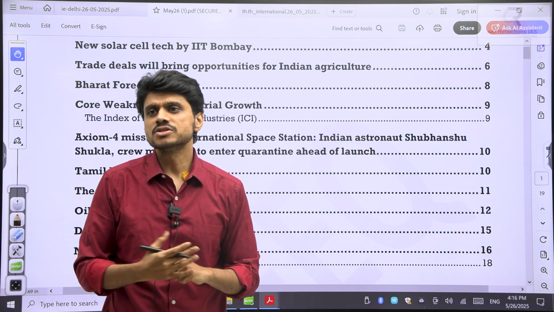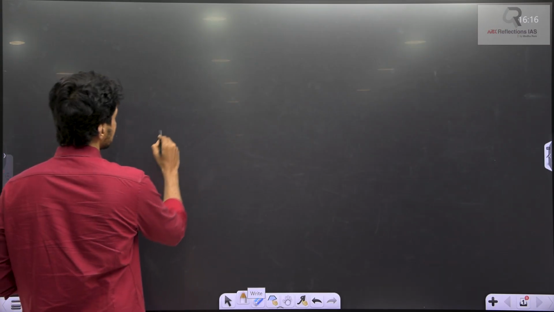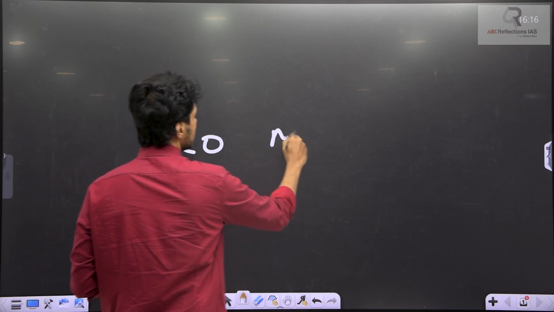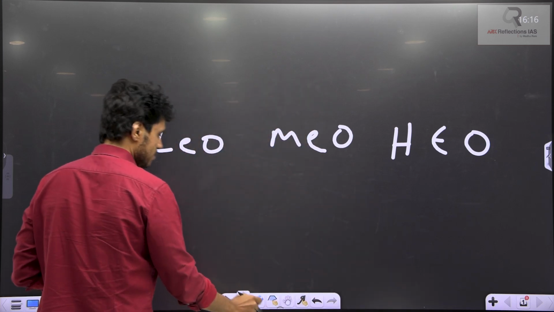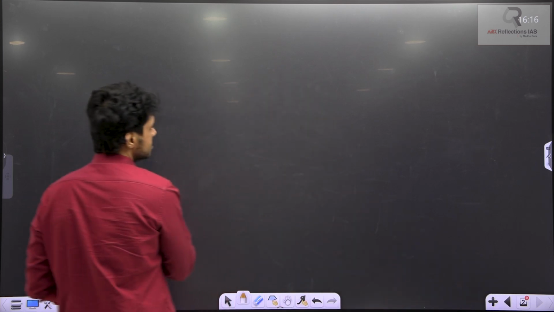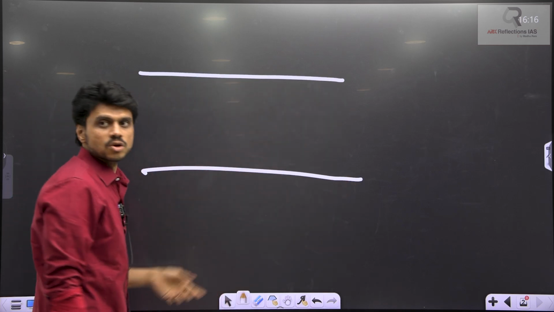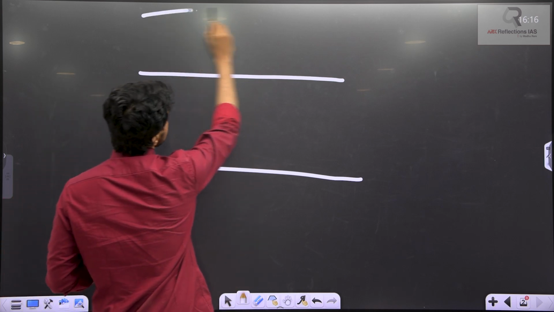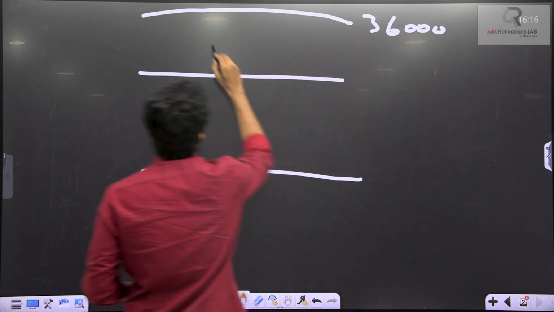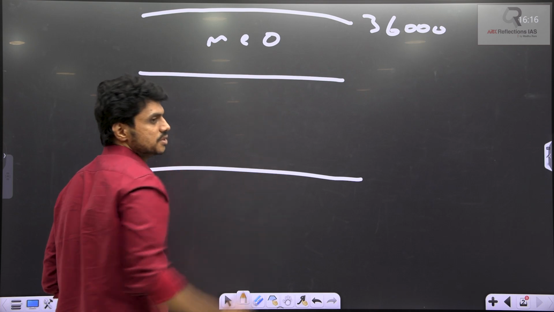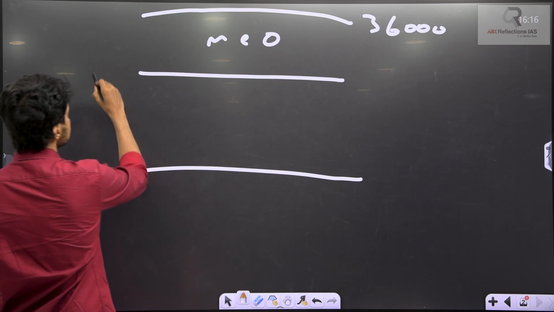So why the International Space Station? Where is this? In which orbit? You have a lower Earth orbit, middle Earth orbit, and the higher Earth orbit: LEO, MEO, and higher Earth orbit. Basically, if this is the Earth surface, the lower Earth orbit is around till 1000 kilometers. The higher Earth orbit is around 36,000 kilometers, and somewhere in between you have the MEO, middle Earth orbit. Till 1000 we call it the lower Earth orbit. Your International Space Station is present here.